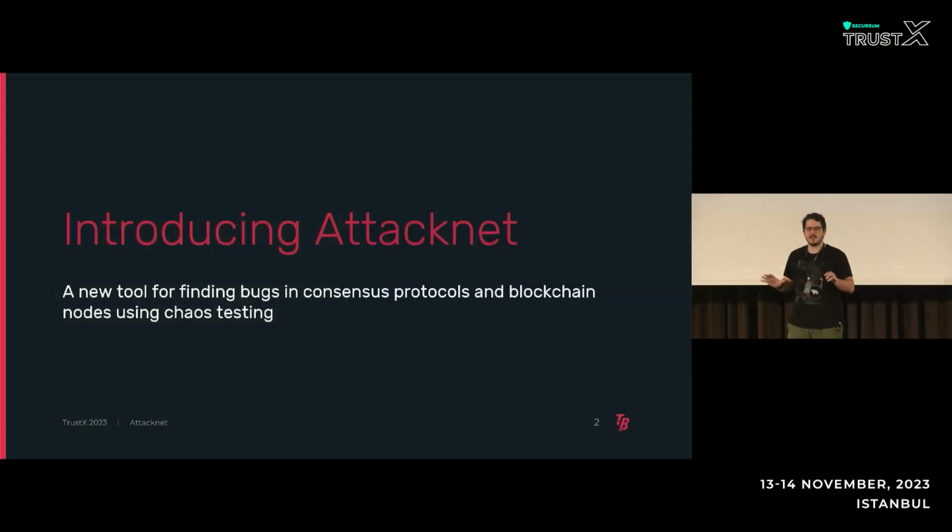Today we'll be talking about Attacknet. This is a brand new tool by Trailbits aiming towards testing consensus protocols and blockchain nodes. I'd like to give a special thanks to the Ethereum Foundation for co-funding the tool.